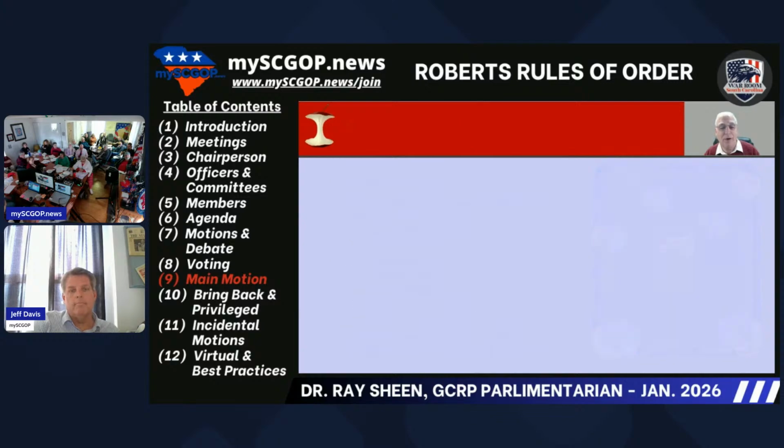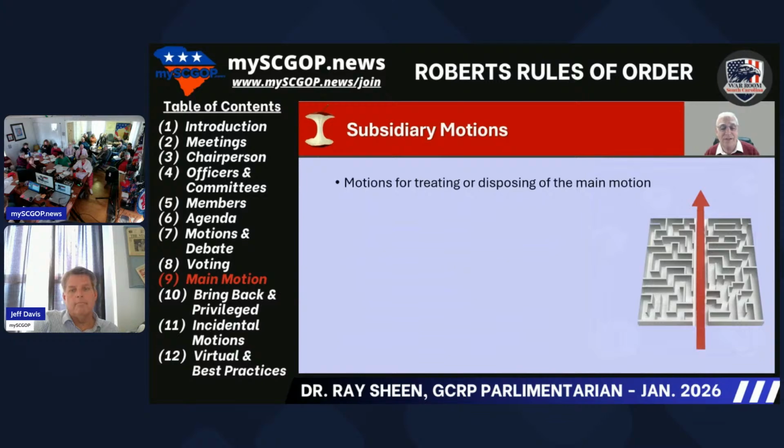I said that the main motion yields to a subsidiary motion. Subsidiary motions assist the assembly in treating or disposing of a main motion. They are applied to a main motion and sometimes other subsidiary motions, and they must be decided before returning to the topic of the main motion. The first subsidiary motion to discuss is a motion to amend. It's a common subsidiary motion. This is a motion that modifies the wording of a main motion that is currently being debated. Robert's Rule 12 explains the different aspects of motions to amend.